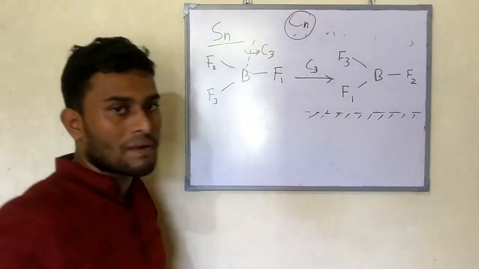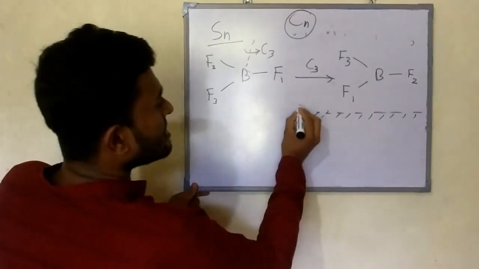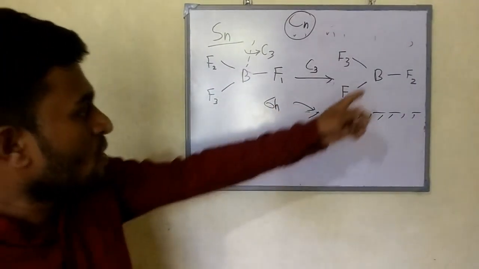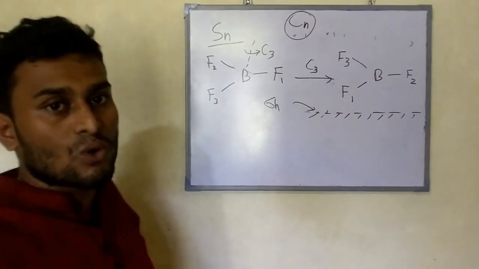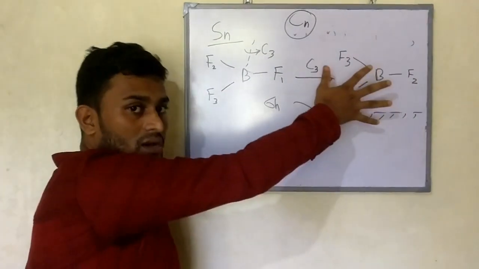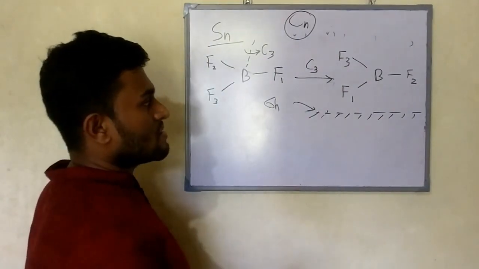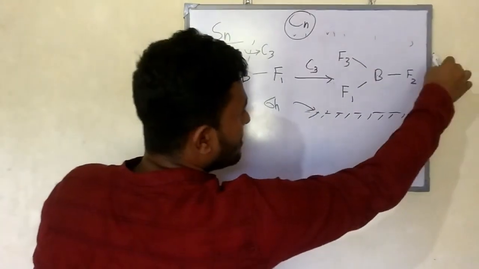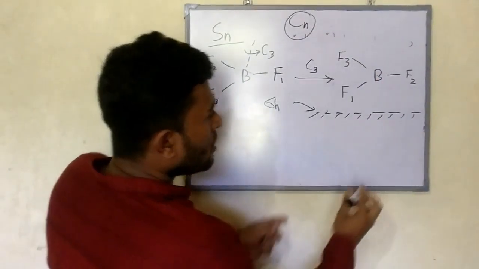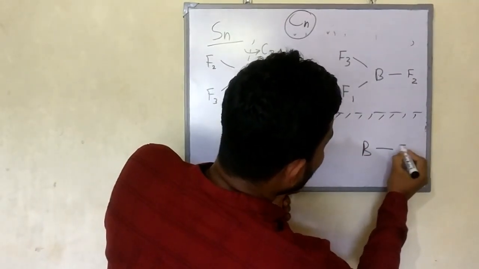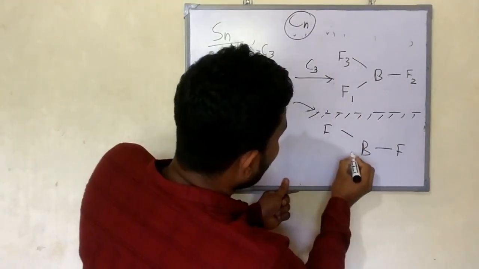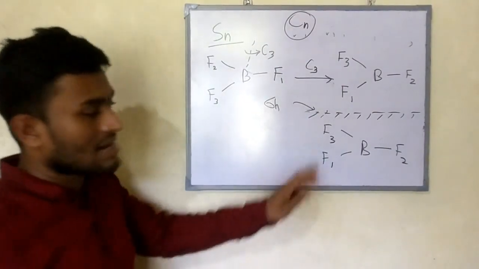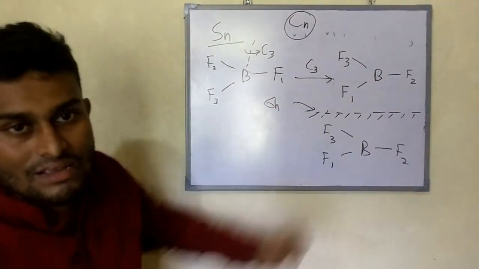Actually this mirror plane is always a sigma h. Why is it sigma h? Because this mirror plane is always perpendicular to the rotation axis. So this is your rotation axis and you are putting a mirror like this. So your resultant one will be the same like this. This is F3, F1, F2. The resultant one is the same as this.